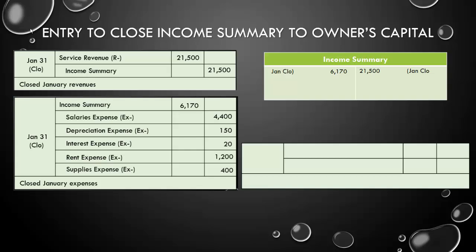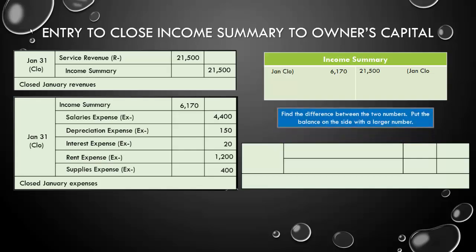What is the current balance of income summary? Well, we can find it by finding the difference between the two numbers that we put in from our first two journal entries and putting the balance on the side that has the larger number. 21,500 minus 6,170 is going to equal 15,330, and it goes on the credit side because our credit was bigger than our debit in the first two entries. We have a $15,330 credit balance income summary.